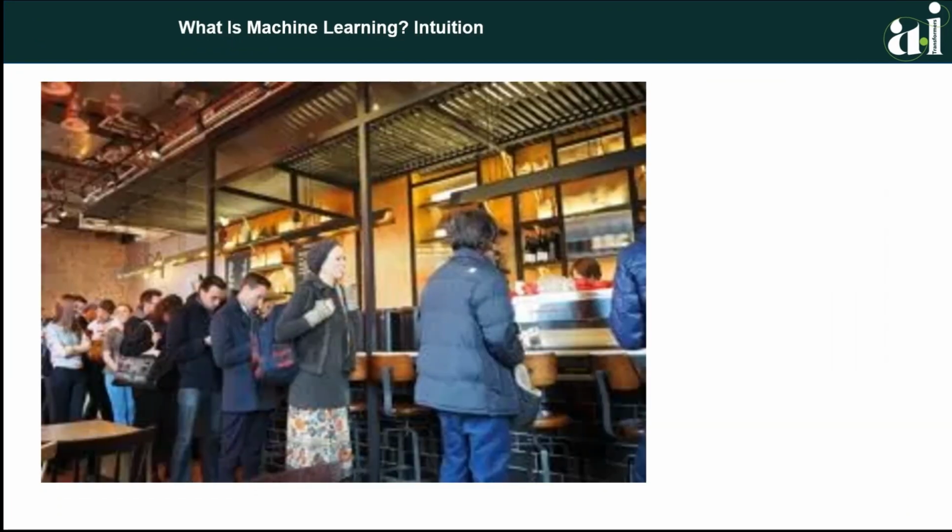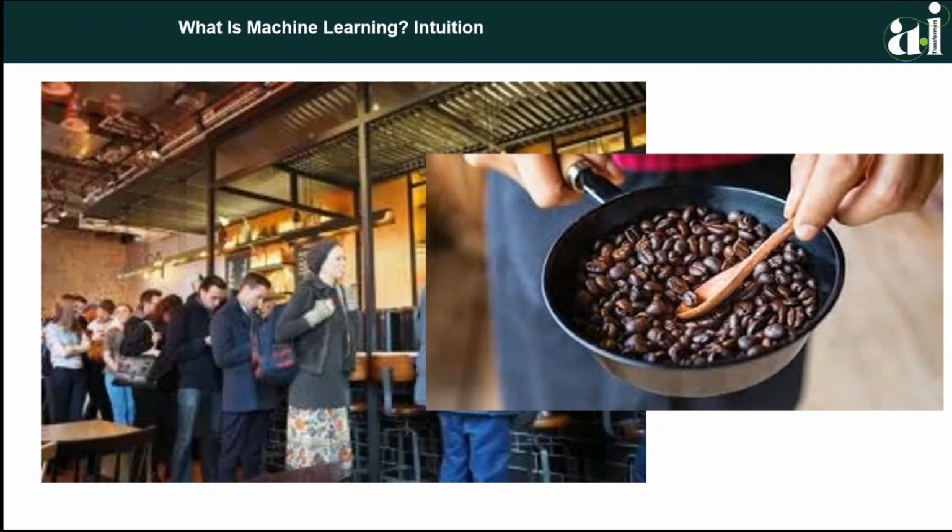Imagine this: you've just moved to a new city and are trying to find the best coffee shop. Instead of trying every single cafe in town, you notice patterns. Shops with long lines or those that use locally roasted beans will definitely have better coffee. That's machine learning in a nutshell. Spotting patterns to make smarter decisions.